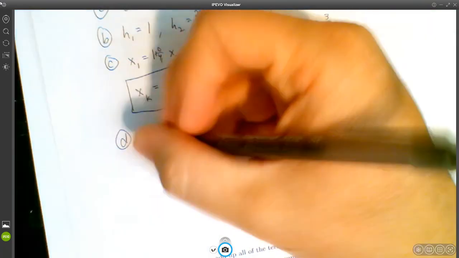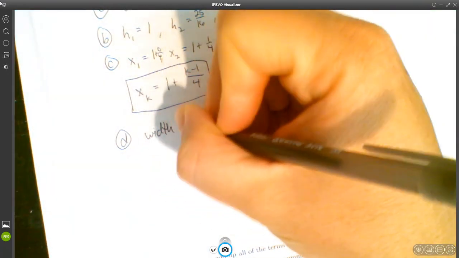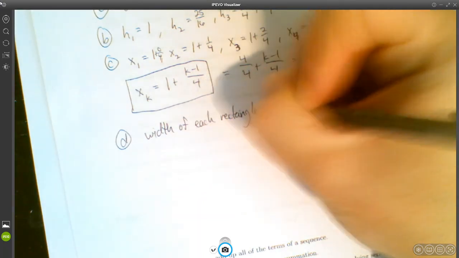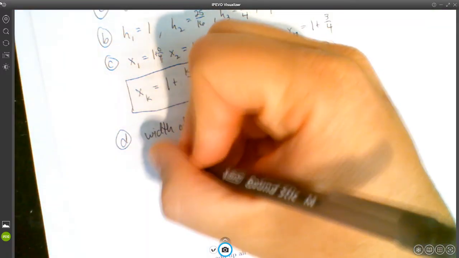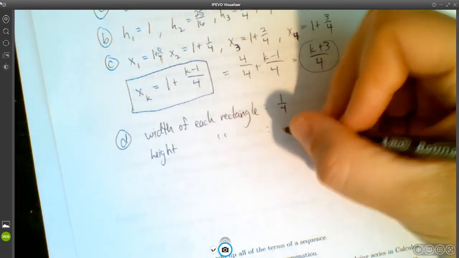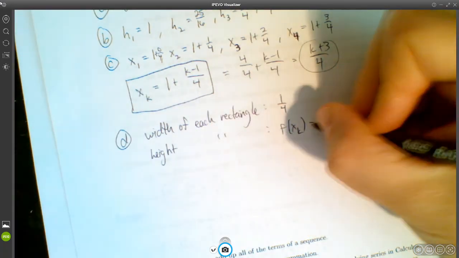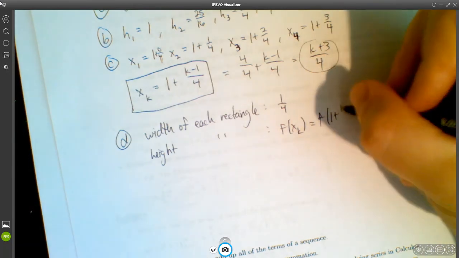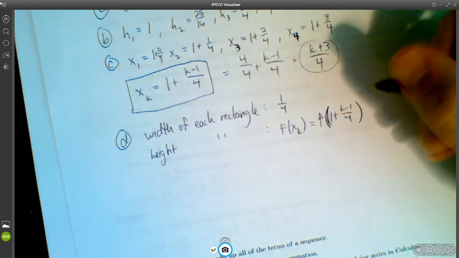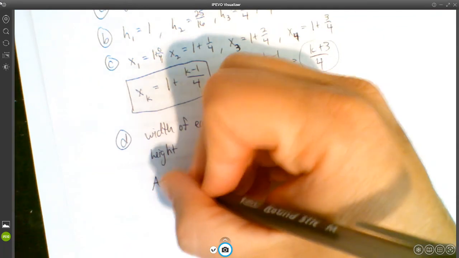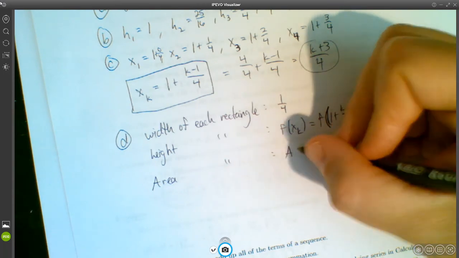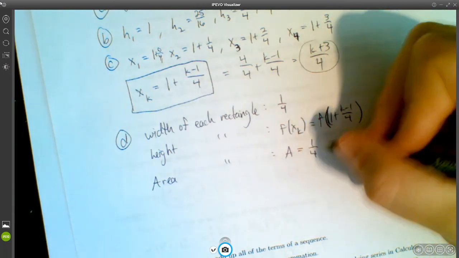So the width of each rectangle is 1/4. The height of each rectangle is f of x sub k. That's f of 1 plus k minus 1 over 4. So the area of each rectangle, right? The area is going to be width times height.